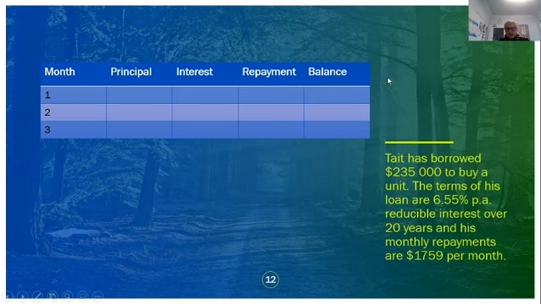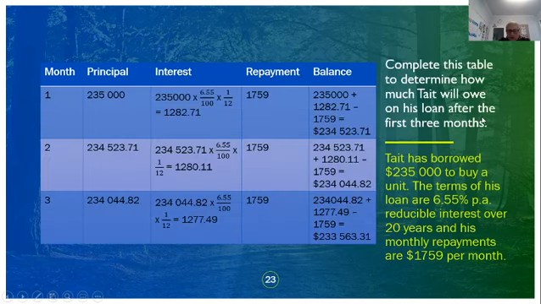But we're still paying 1,759, and we add our interest, we take away what we've paid, and we come out with 233,000 odd. So complete the table to determine how much he will owe after the first 3 months. After the first 3 months, he owes $233,563.31.